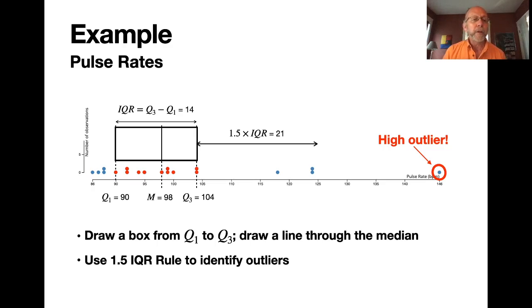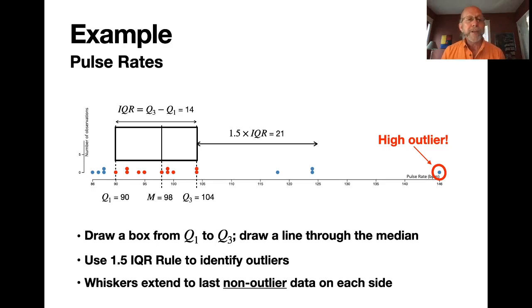We'd also want to identify low outliers. So there, I'd be looking for anything below 1.5 IQRs of the first quartile. I'd be looking for anything that's 21 units or more below Q1, below 90. 21 from 90 gives me 69, and I have no data that's less than 69, so there's no low outliers in the data.